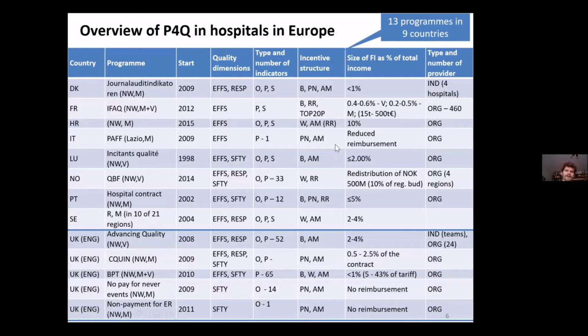And there are more programs that have penalties or withhold, so that don't provide the full amount of reimbursement if the quality of care is too low. And again, the proportion of total reimbursement that is related to pay for quality is usually between 0.5 and 10%, so it's a rather small amount of the total hospital budget.